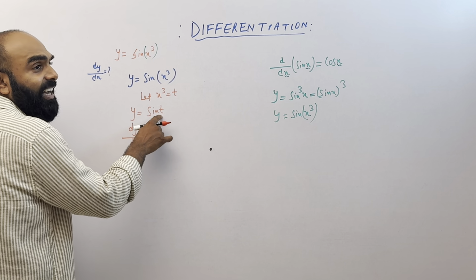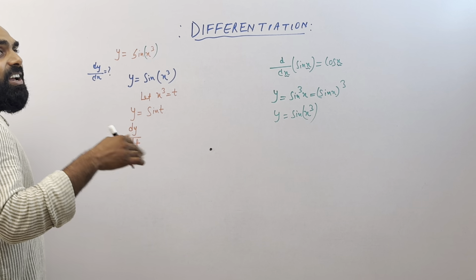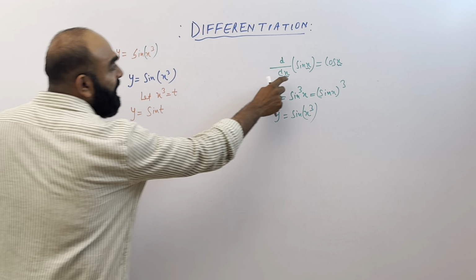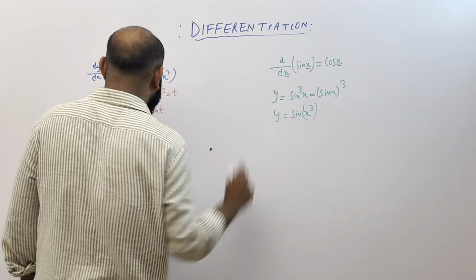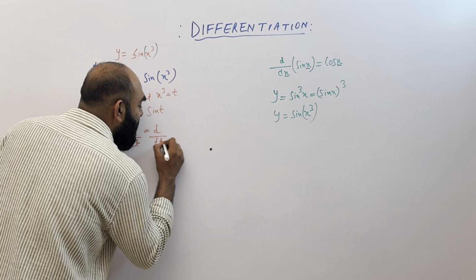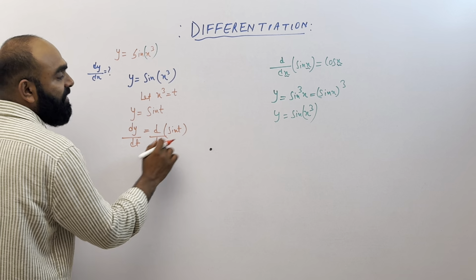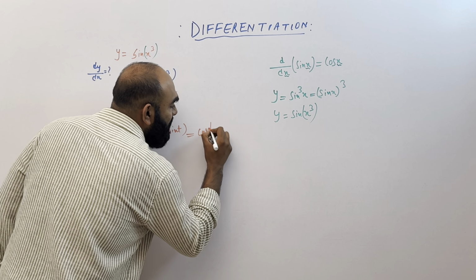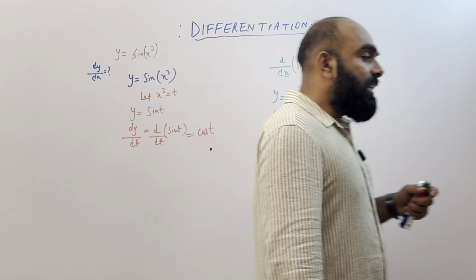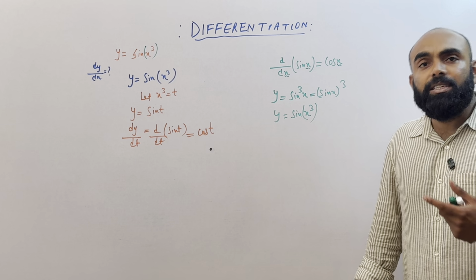Now sine theta with respect to d theta, the differentiation is cos theta only. Sine x with respect to dx is cos x. Now if I am doing dy by d theta, I can write d by dt of sine t. Sine x with respect to dx is cos x, here cos is cos t. Are you getting all these things? D by dx of sine x is cos x, so d by dt of sine t is cos t.